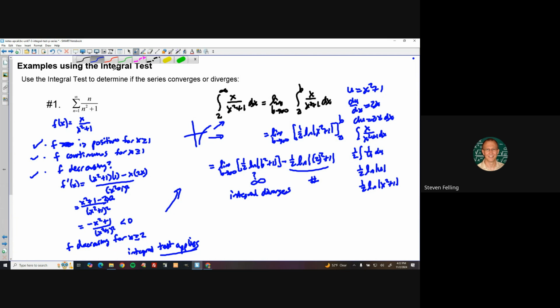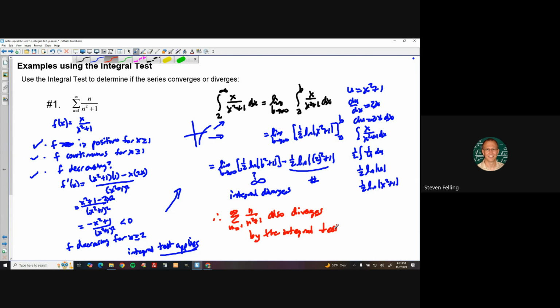And then let's go ahead and finish the test. So there we can say, therefore, the series from n equals 1 to infinity of n over n squared plus 1 also diverges. And then I say the name of the test too, by the integral test.